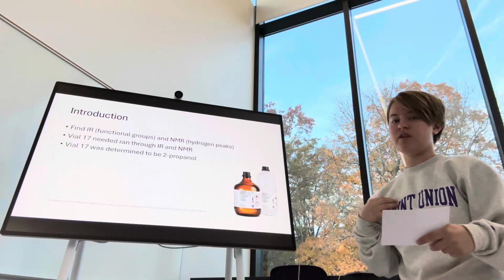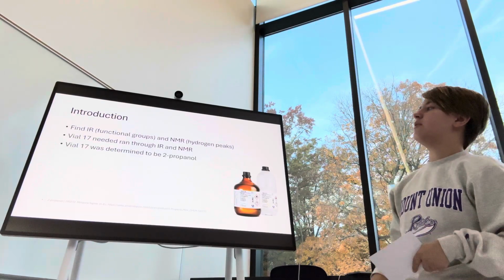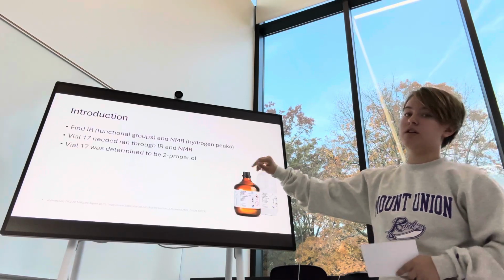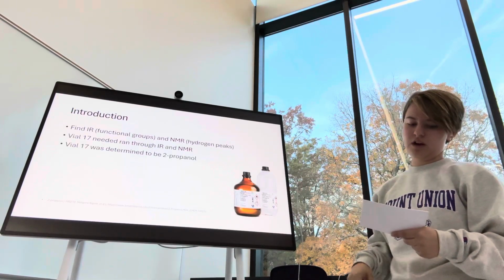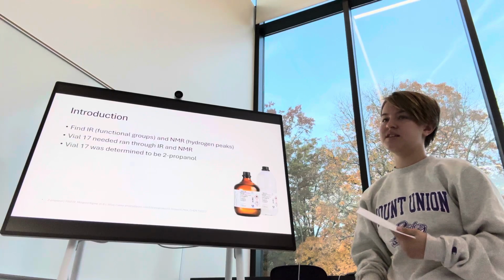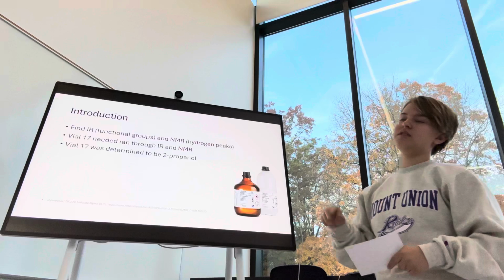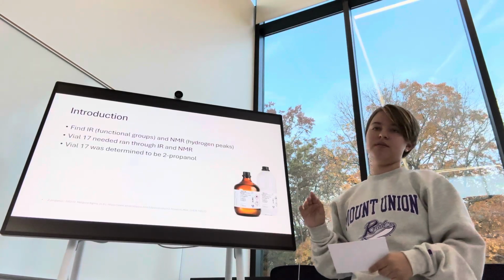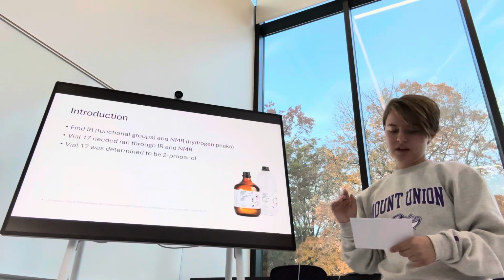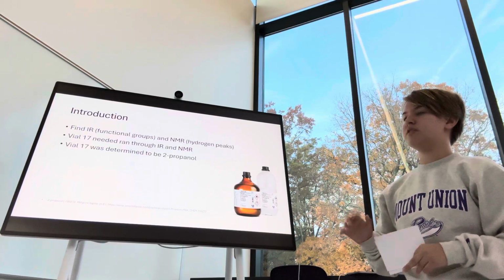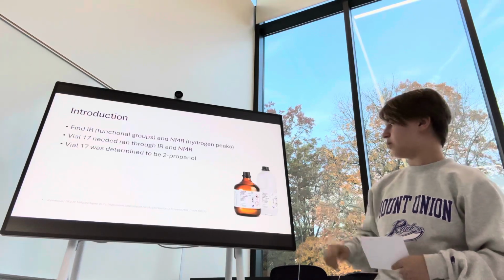So my unknown was vial 17, and vial 17 needs to be run through the IR and NMR machines in order to determine what type of functional groups it has and what the ratio of hydrogen peaks is. This is a procedure given by the Department of Chemistry and Biochemistry. Vial 17, through the series of experiments, was determined to be 2-propanol.